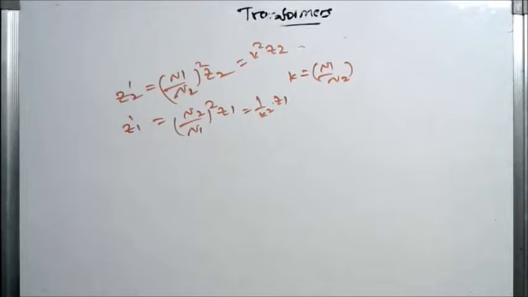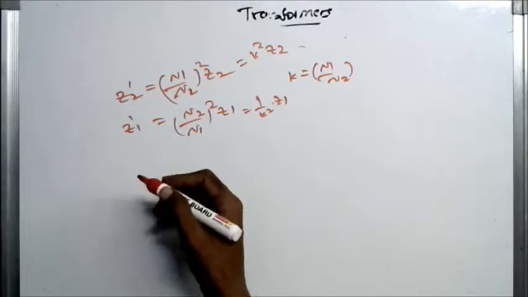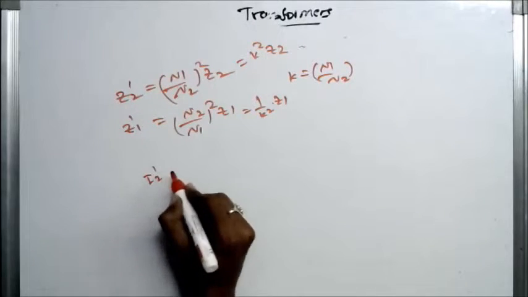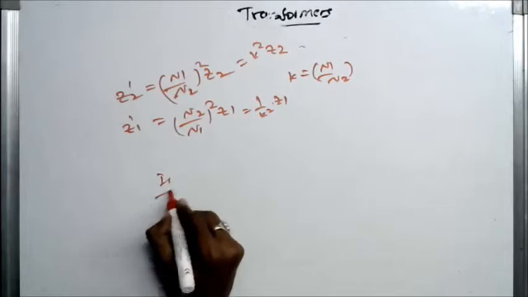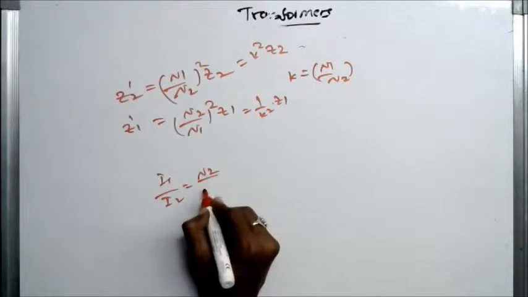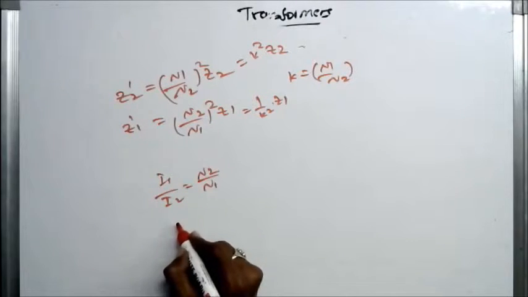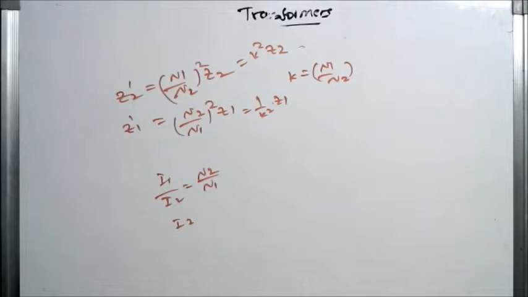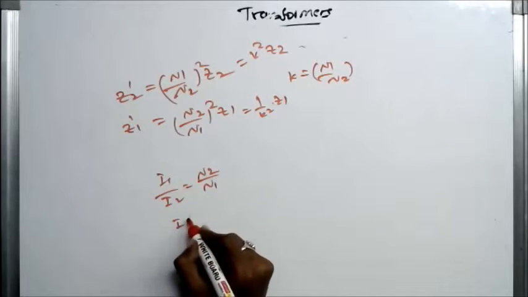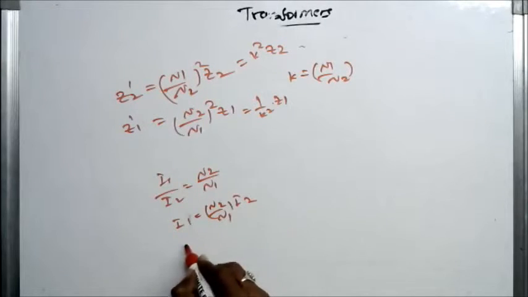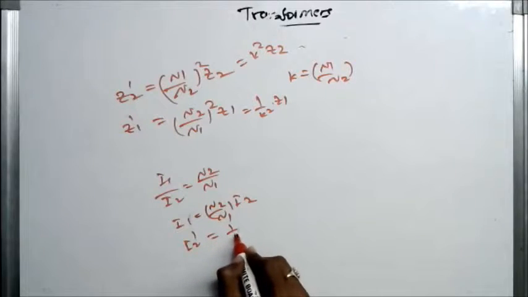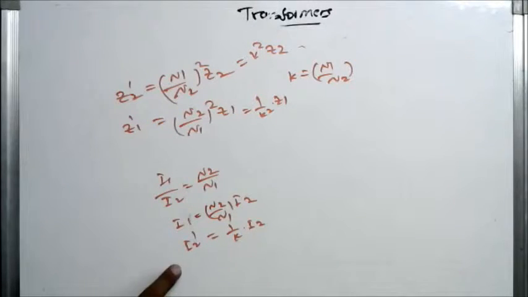And similarly the current also. Current is referred to the primary. I1 by I2 is equal to N2 by N1. So I will write I1 is equal to N2 by N1 whole into I2. So I2 dash is equal to 1 by K into I2. Okay, this is all about referring the values.